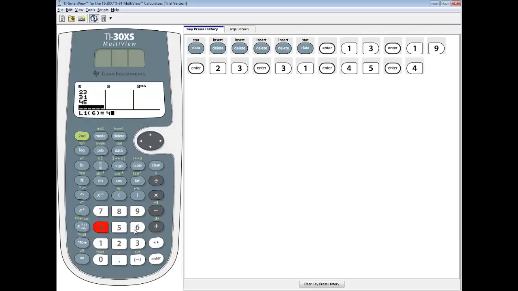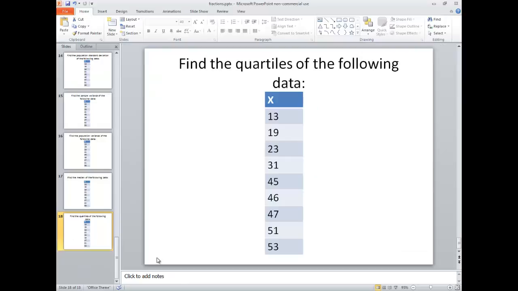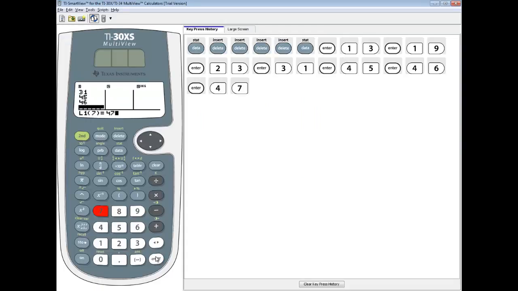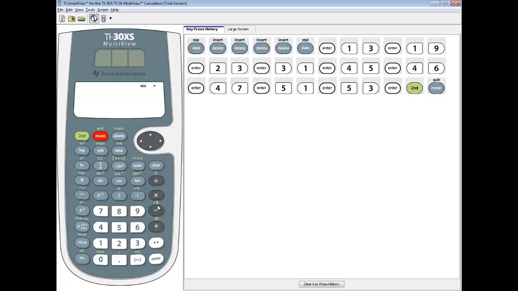45 enter. 46 enter. 47 enter. 51 enter. 53 enter. Okay, so I'm going to exit out, so do a second mode to exit out.